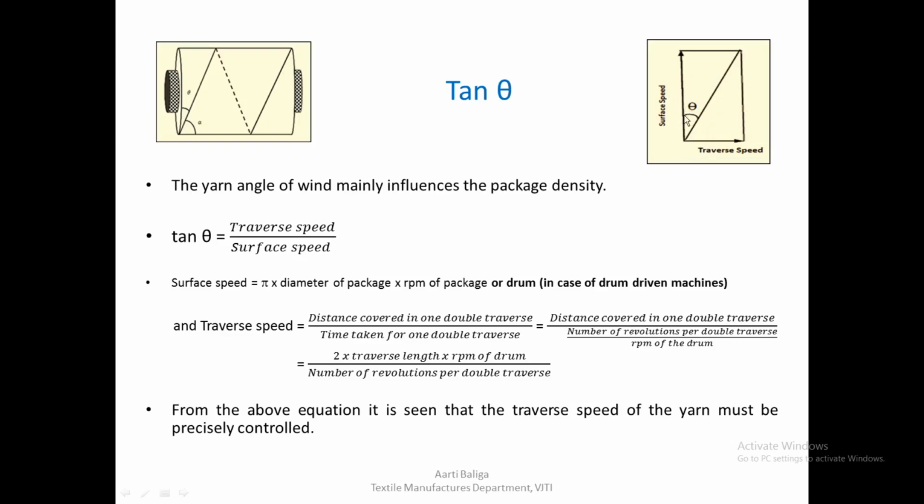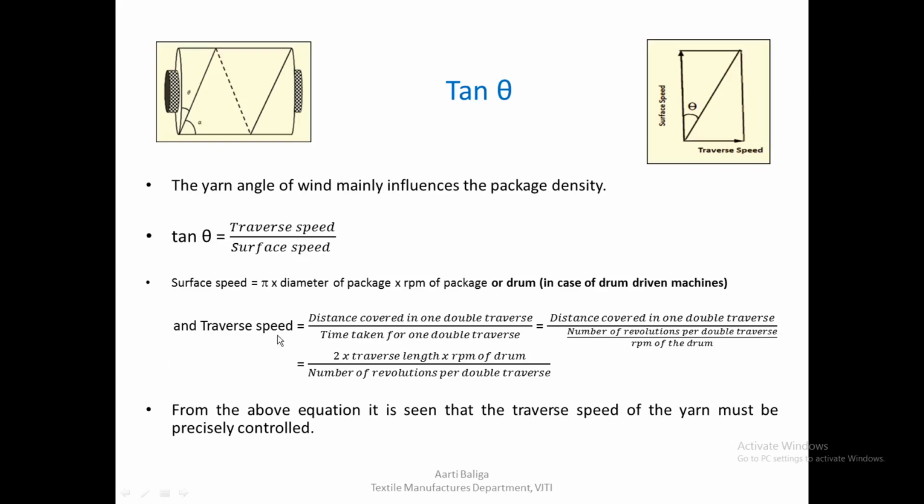Here we see that in the x-axis direction, there is a traverse speed, because the yarn will be moving in this direction as it is being wound, and the package is being rotated in this upward direction. This you can term as the surface speed, and the angle between the diagonal and the surface speed would be the angle theta. So tan theta would be opposite side upon adjacent side, which is traverse speed upon surface speed. The surface speed is pi into diameter of the package into RPM of the package, in case of drum driven machines.